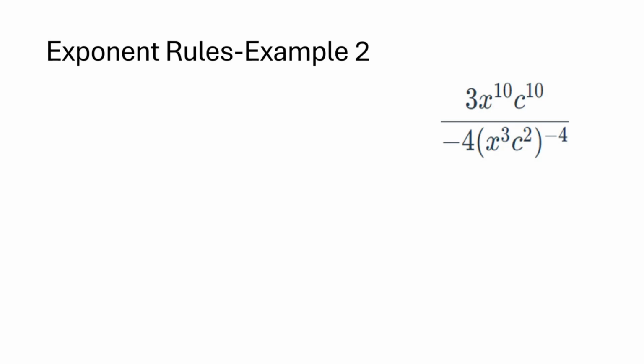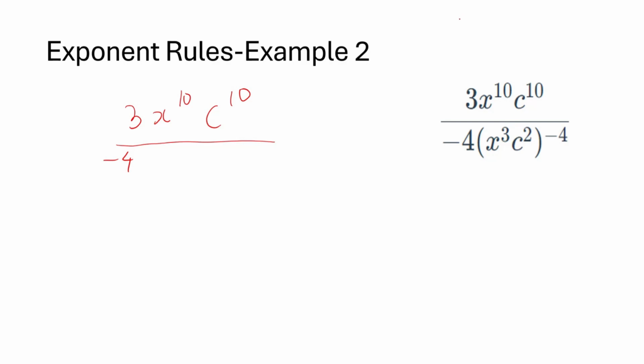And then let's jump into it. Alright, with this being the case, let's jump into this question. The first thing we're going to do is write the top. So this is going to be 3 x to the 10 c to the 10. For the bottom now, we have negative 4, so let's write back the negative 4.